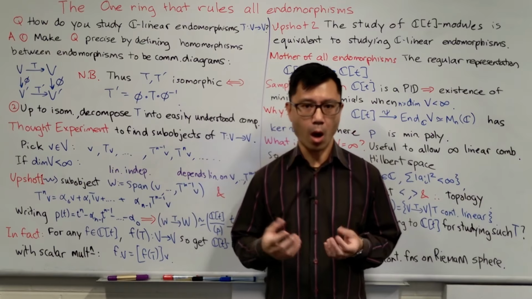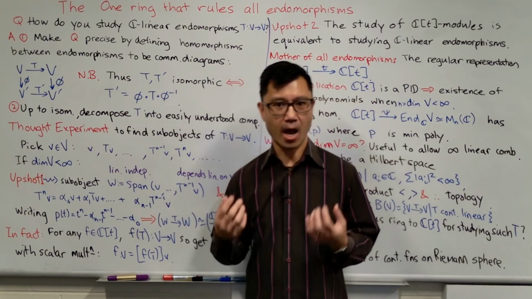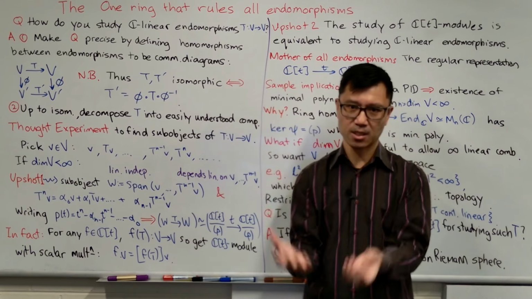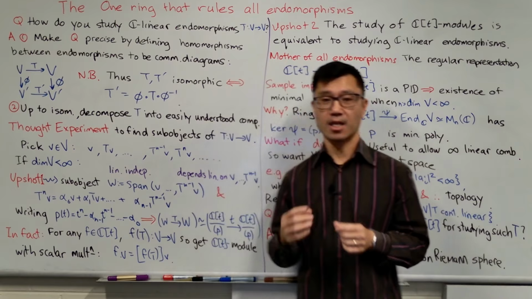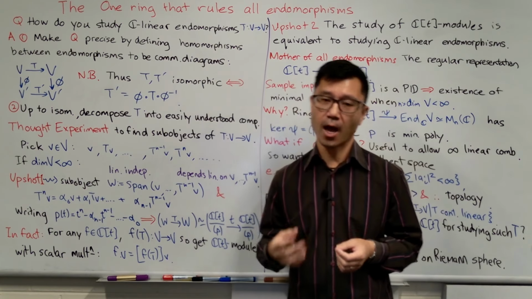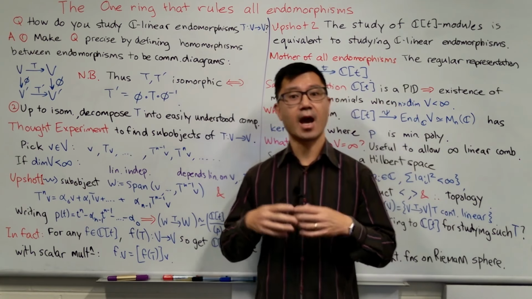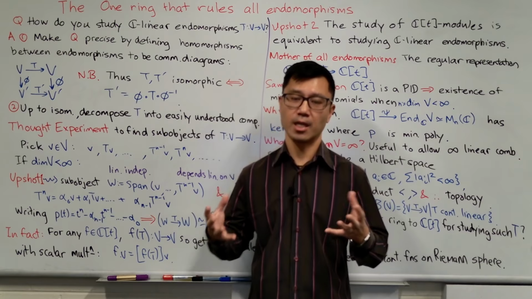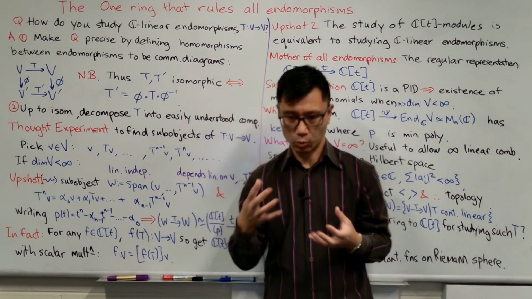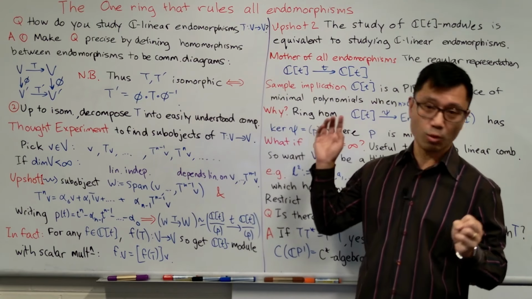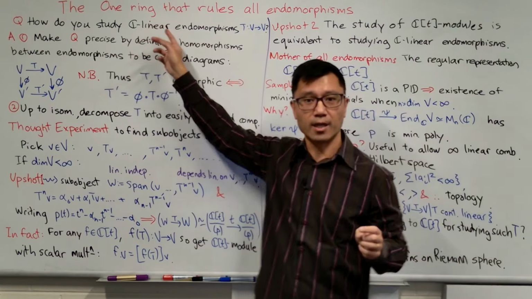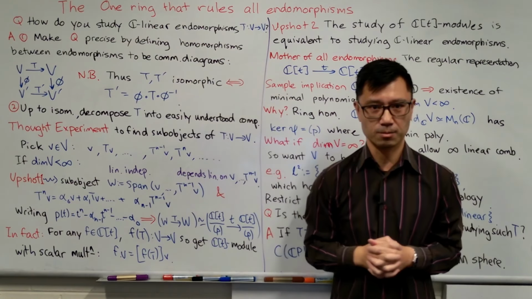In this video, I want to revisit linear algebra using the perspective of abstract algebra. What we'll discover is that there's a lot of ring theory underlying your second year linear algebra course, and this is really lurking in the background when we try to teach second year linear algebra. In particular, one of the things that we'll find is that there is one ring that rules all endomorphisms.